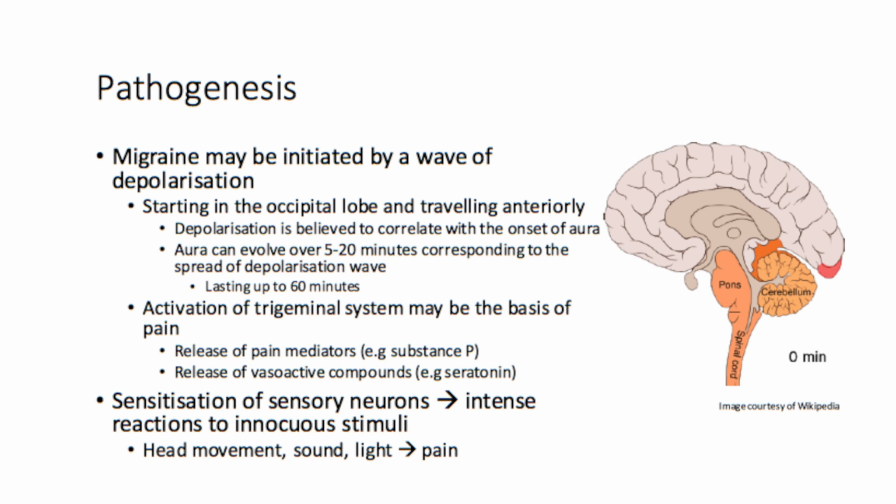It's also believed that the depolarization and neuronal activity is associated with the activation of the trigeminal system, and that can lead to the release of pain mediators such as substance P and release of vasoactive compounds such as serotonin. The release of mediators can also lead to sensitization of sensory neurons, and that leads to an intense reaction to innocuous stimuli such as head movement, sound, and light, all of which can lead to the experience of pain.